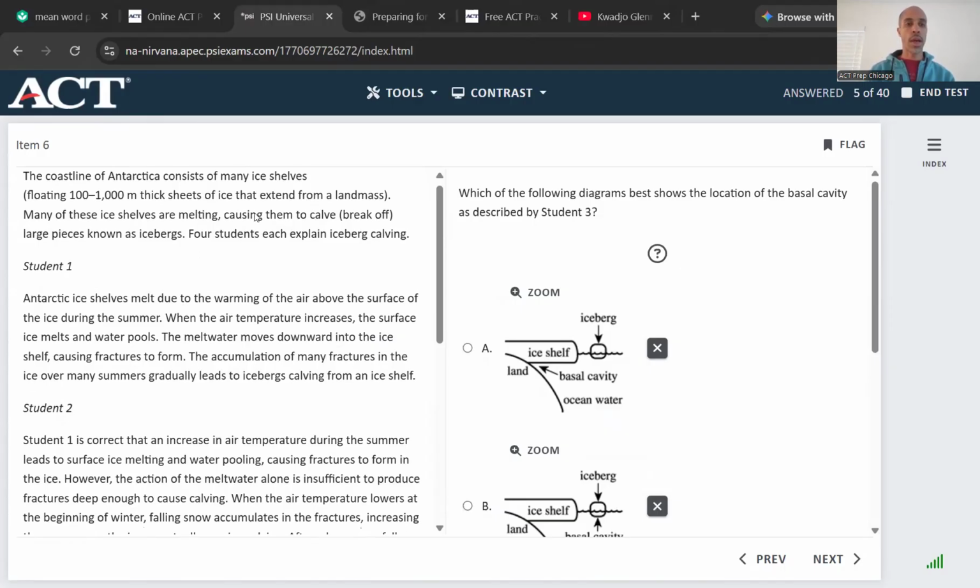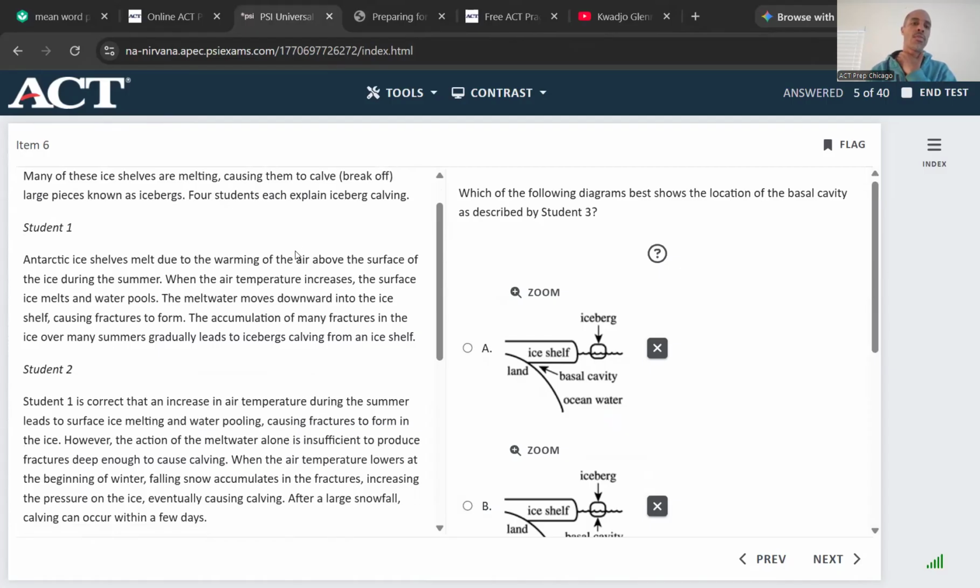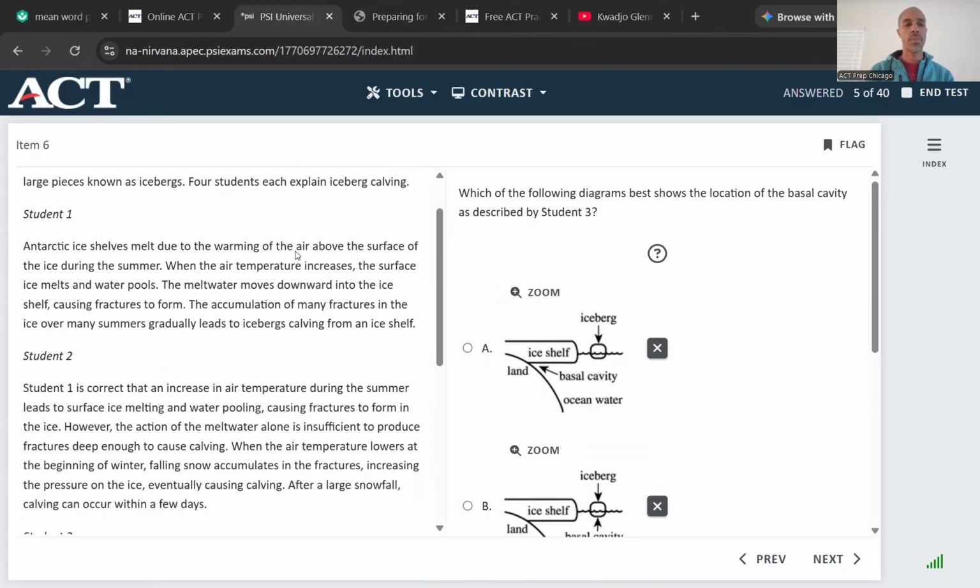But Antarctica has many of these things. Many of these ice shelves are melting, causing them to calve, breaking off large pieces known as icebergs. For students, each explains iceberg calving, which is breaking off the landmass. So that, I get. So I might do this. I might not skip it. But this is fairly simple to me.